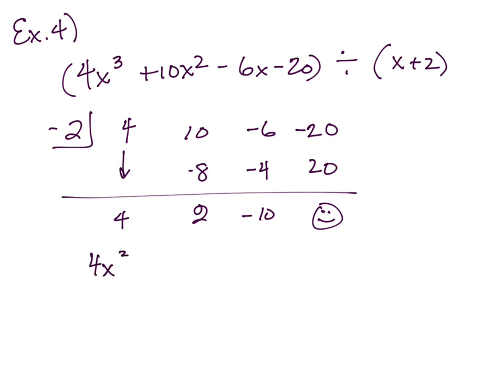So I get 4x squared plus 2x minus 10 with no remainder, right? So if I had this term, which we just came up with, and the other term, x plus 2, I know one of my x-intercepts on this particular polynomial is at x equals negative 2. Where are the other ones? What could you do next?